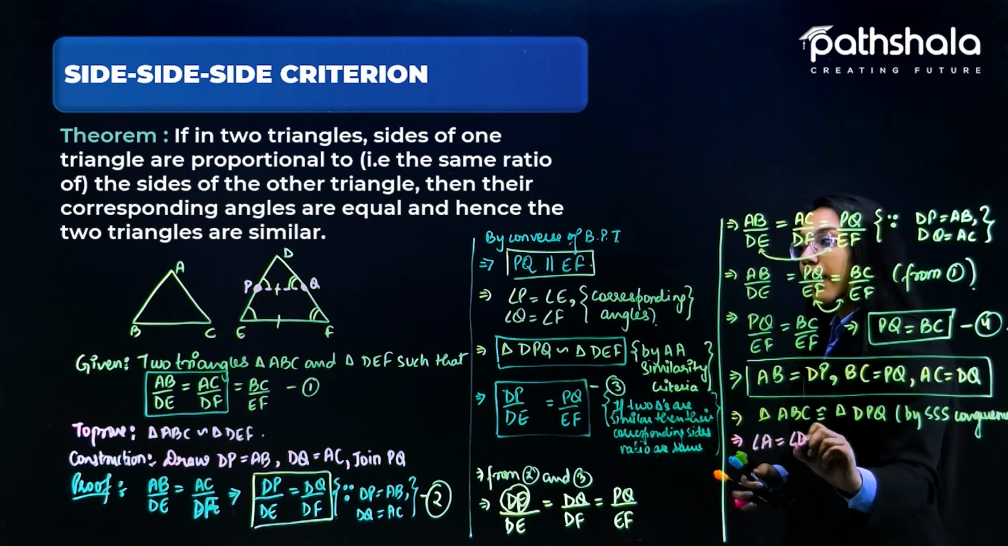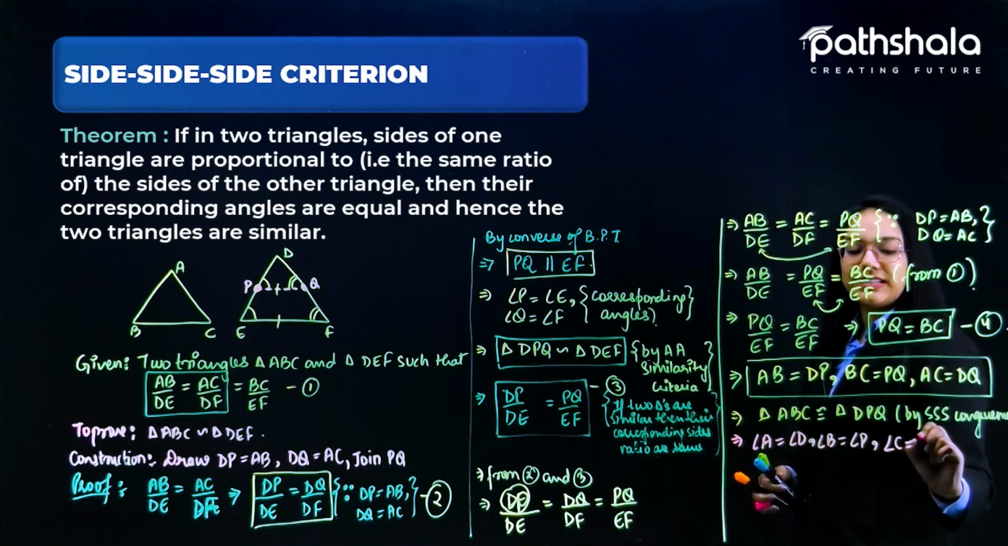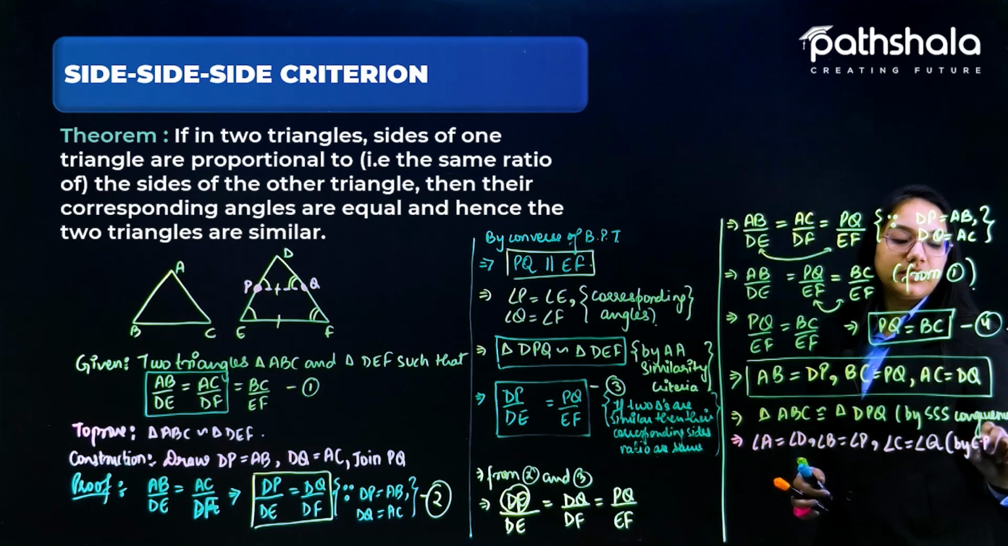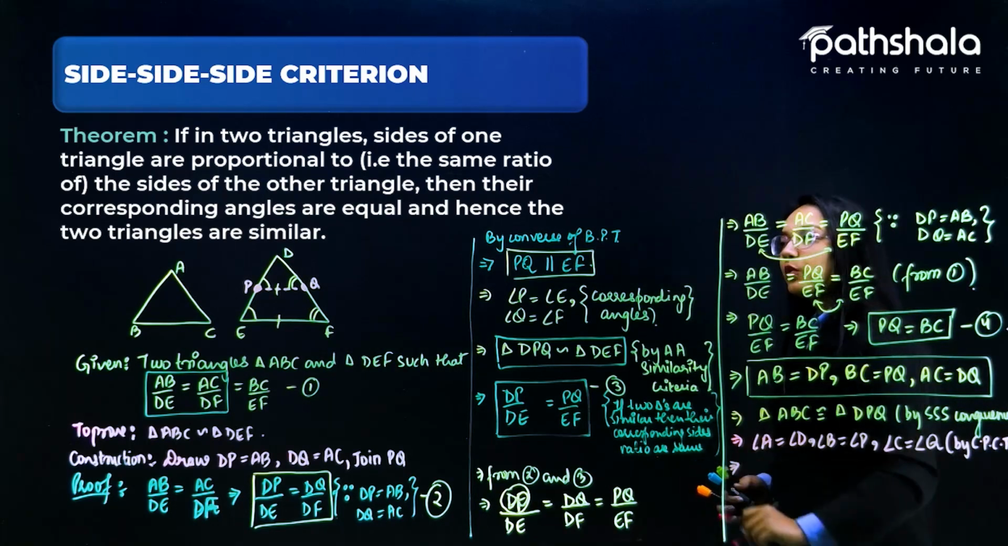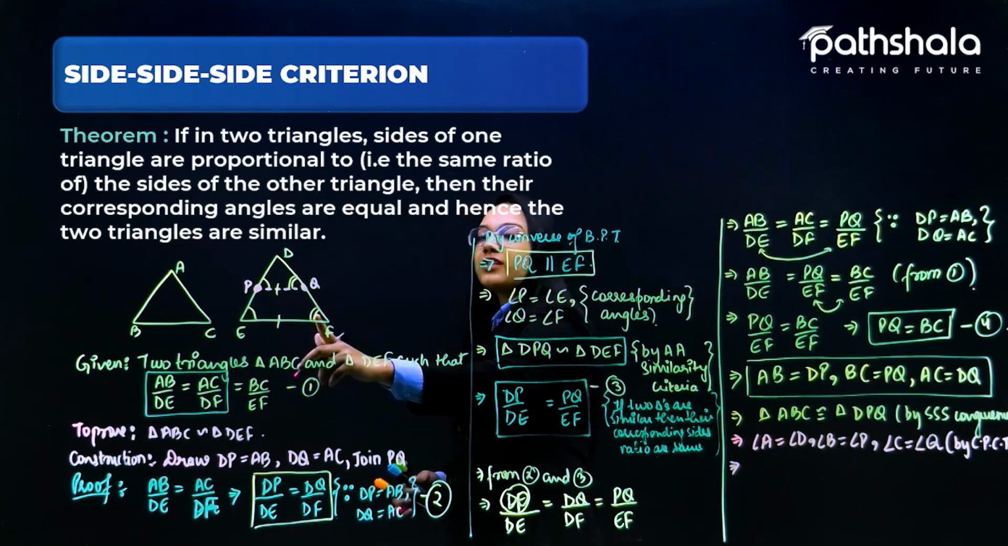Means angle A is equal to angle D, angle B is equal to angle P, and angle C is equal to the angle Q by CPCT. We can say this thing. And further we know that angle P is equal to the angle E, and angle Q is equal to the angle F.